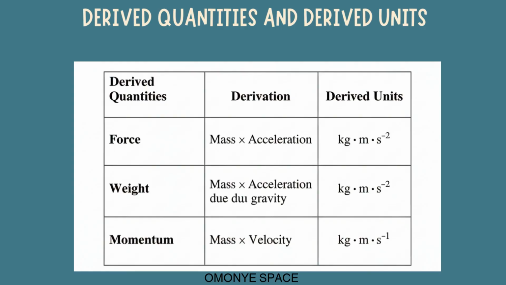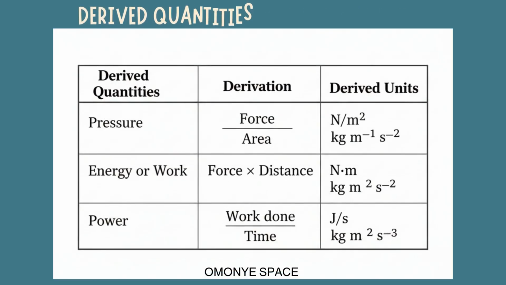Forging ahead, still under derived quantities and derived units, we have force, weight, and momentum. Force is mass times acceleration. When we substitute this, we'll get our derived units as kg m s to the power of -2. Also, weight. Weight is mass times acceleration due to gravity. Substituting, we'll have what we have under the derived units column. Finally, for momentum, which is mass times velocity, substituting, that's what we will have.